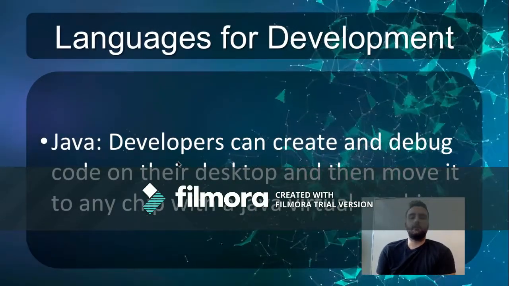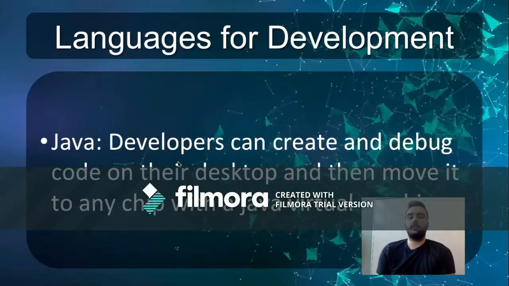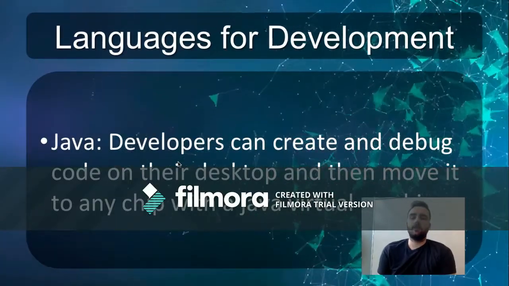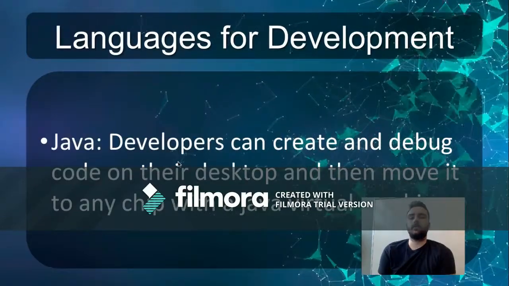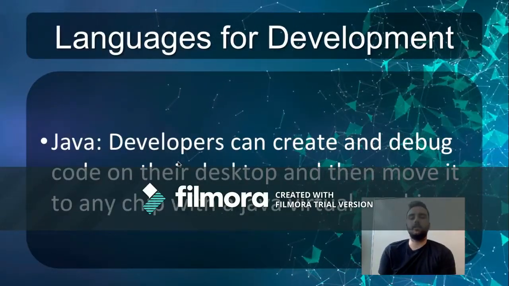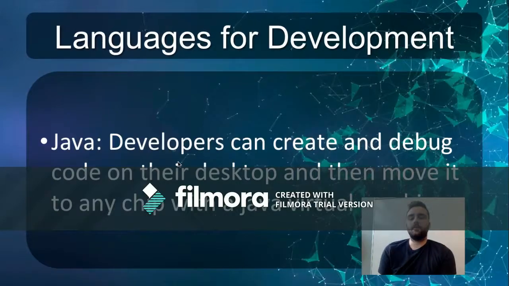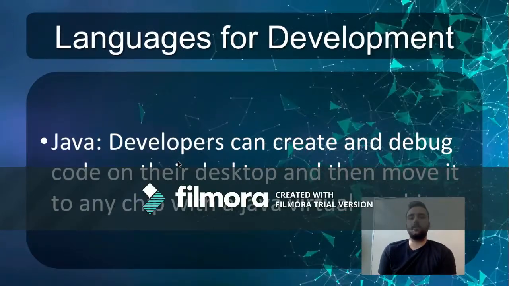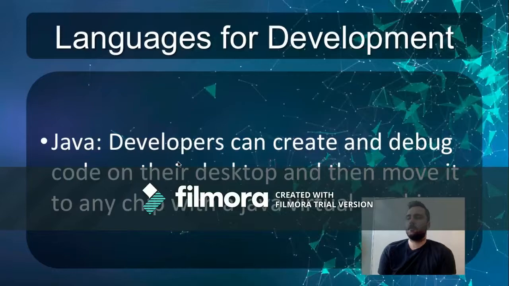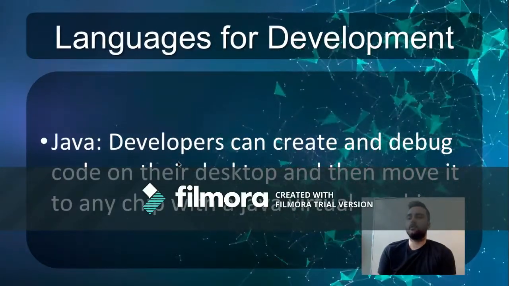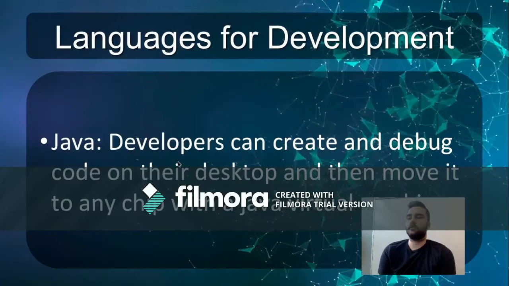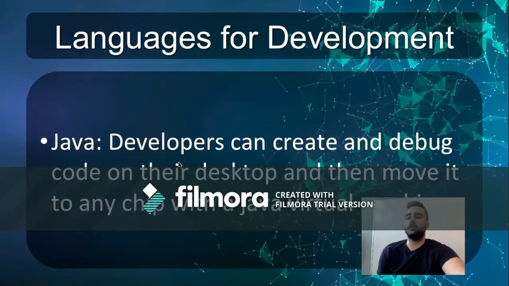Some languages that are developed in IoT are Java. In Java, developers can create and debug code on their desktop, and then move it to any chip with a Java virtual machine. That means that the code can run not just off servers and smartphones, but also the smallest machines.